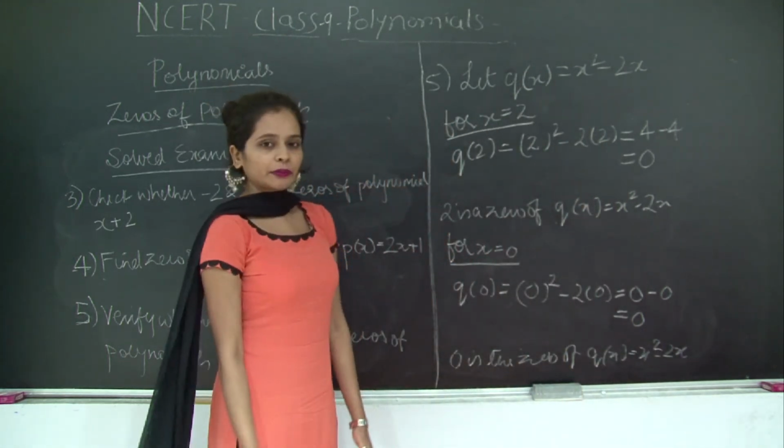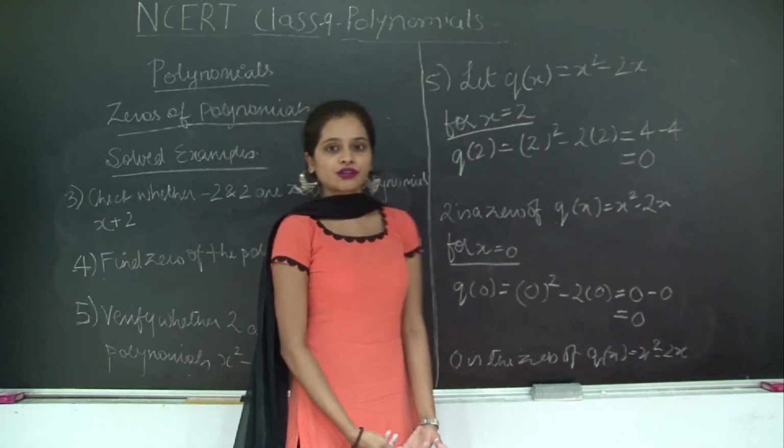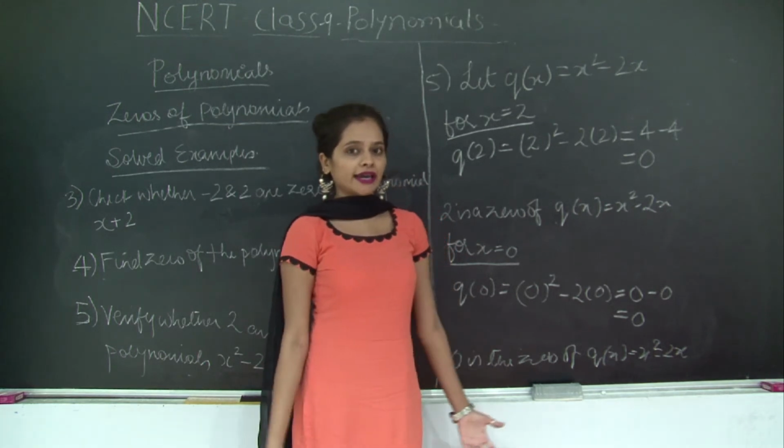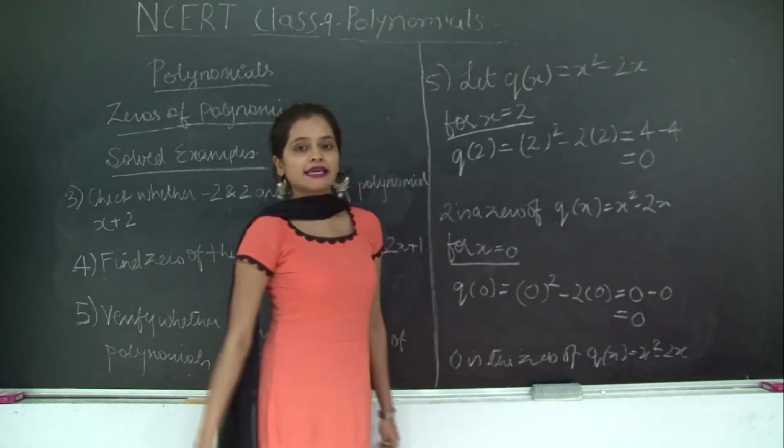So here we have completed our solved examples related to zeros of polynomials. Now we will go ahead and solve exercise 2.2 in the next session.